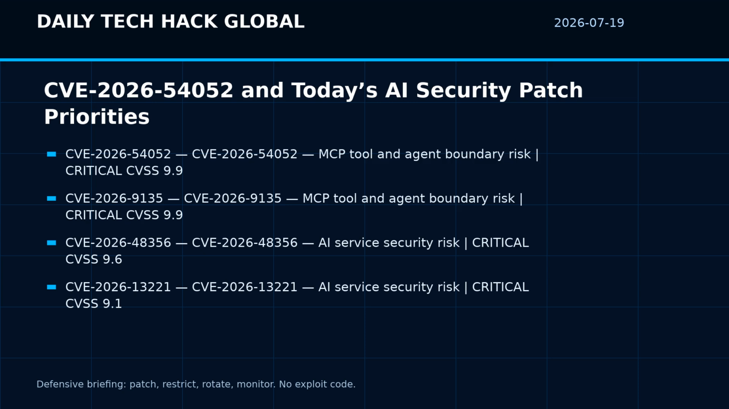The recorded severity is critical with CVSS 9.9. Why it matters: agent tools often forward credentials or call internal APIs, so path scope, least privilege, and audit logs matter as much as model behavior.